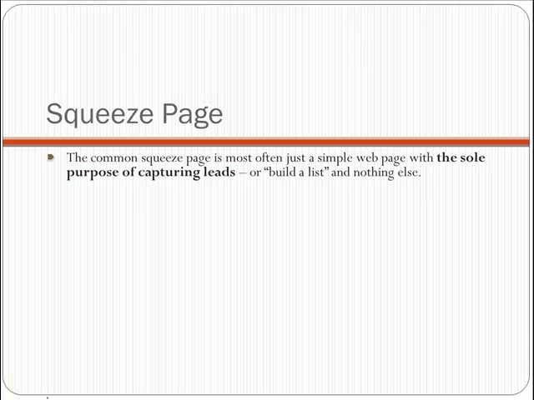All right, we're going to be talking about the squeeze page now. We talked about our ethical bribe. Now we need a place to get the person to notice your ethical bribe and to put their name and email in. And this is going to be your squeeze page. The common squeeze page is most often just a simple web page with the sole purpose, and I say that again, the sole purpose, of capturing leads. That's it.